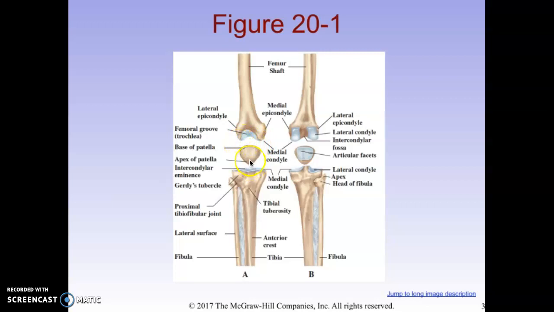It has an inferior pole, or an apex right here, and that's where the patellar tendon is going to attach, and the patellar tendon is going to come down and attach into the tibial tuberosity. Okay, so the tibial tuberosity is something you should know. It's the attachment site for that patellar tendon, which goes up into the inferior pole of the patella.